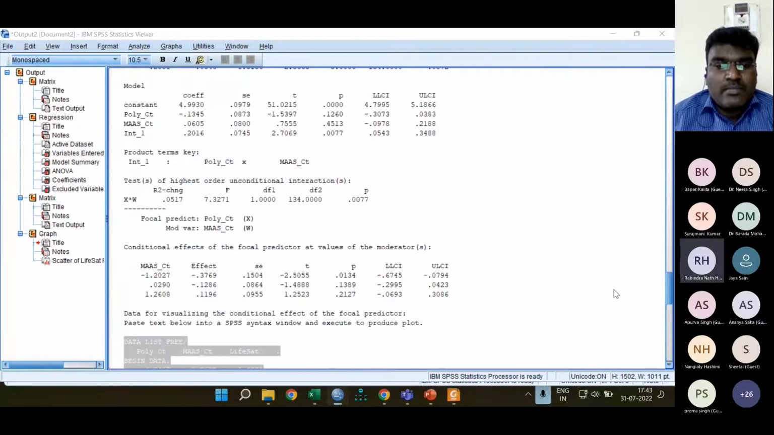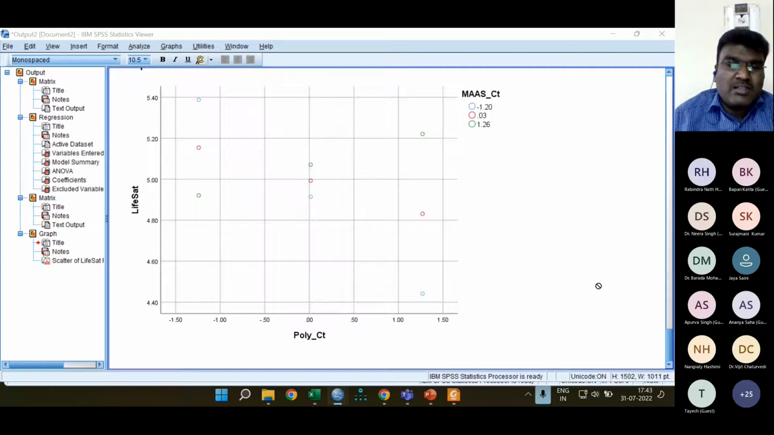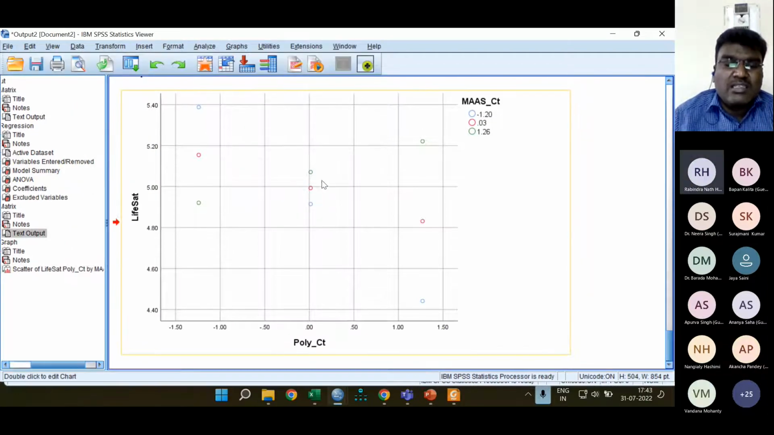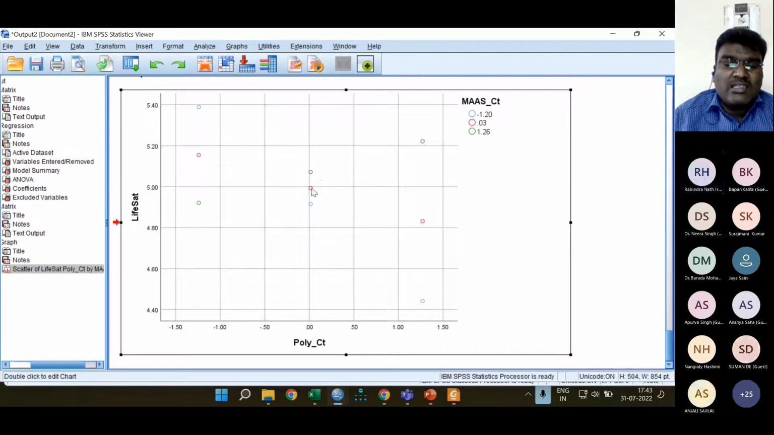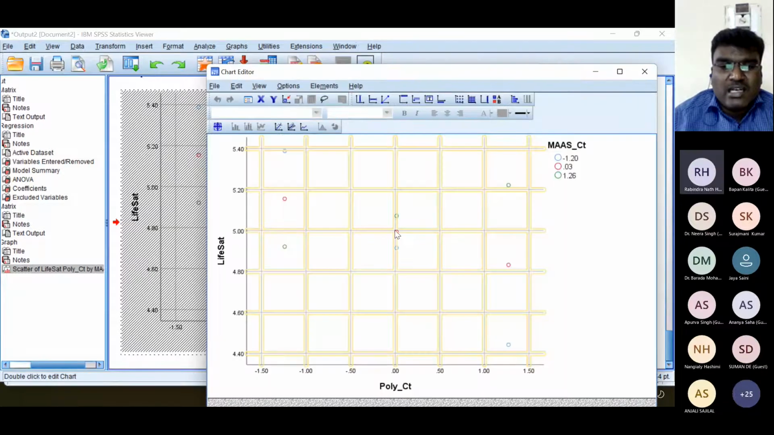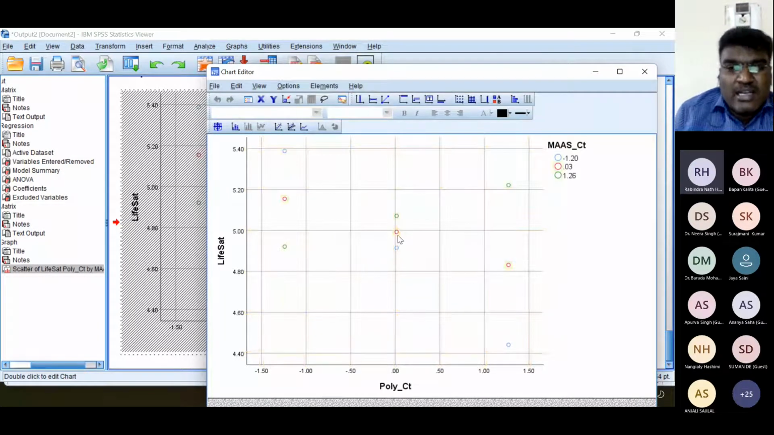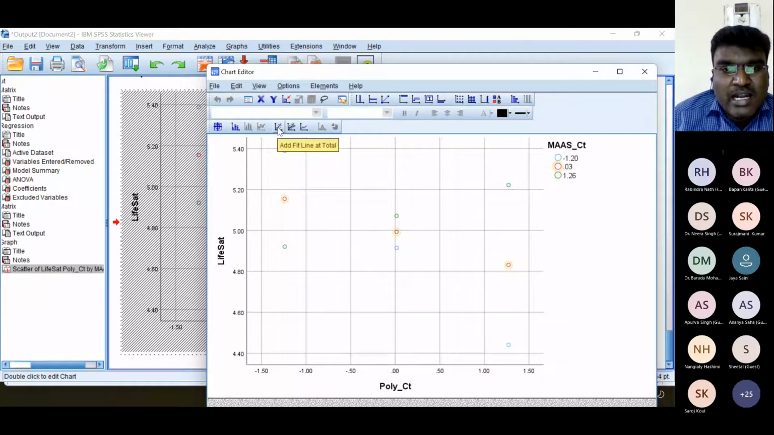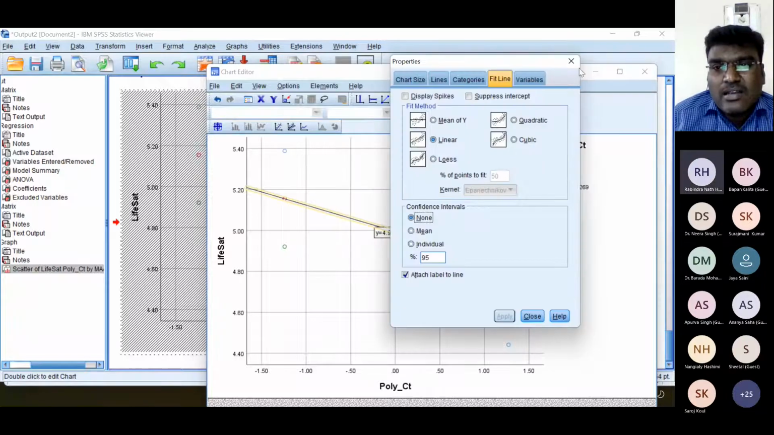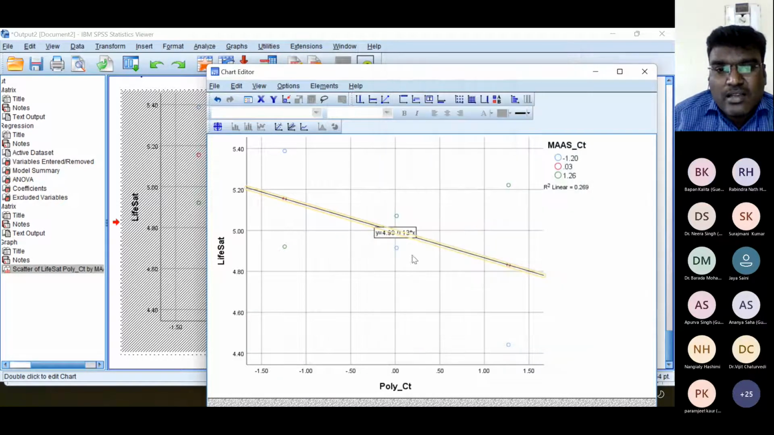Sir, here, can we not draw the straight line? Regression line cannot be drawn? Possible. You can edit this, but it is a scatter plot. Yeah, so you can edit this. We can edit, add fit line. Yeah, that is possible, I think. Yes, there is interaction. Then the equation will also come, even R square can come also.